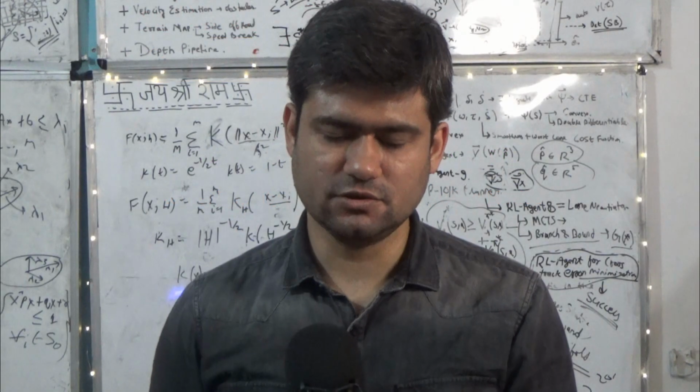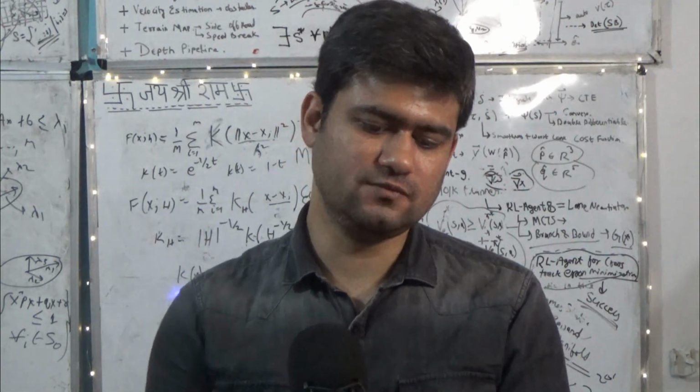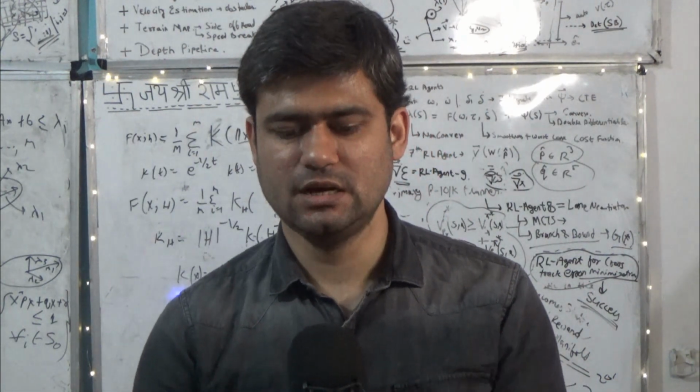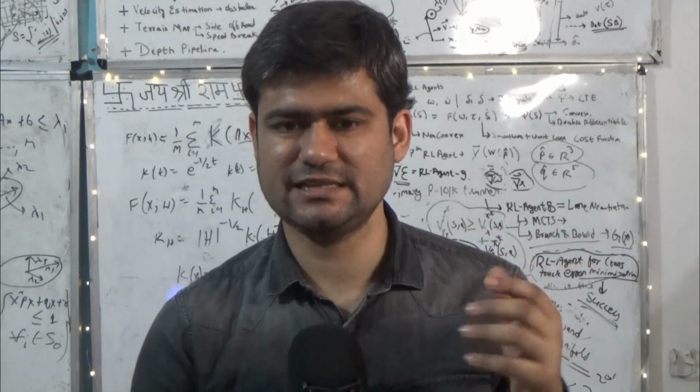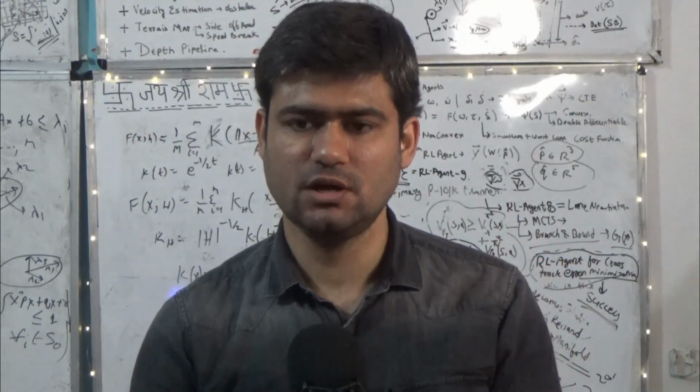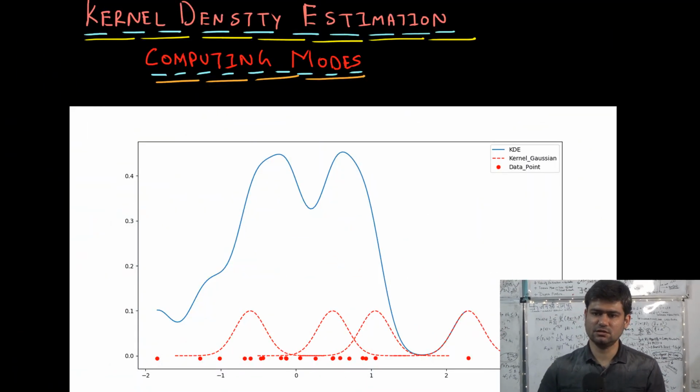So to understand how we can compute the modes of the kernel density estimator function, we'd like to summarize the idea behind doing so. In the previous lectures, we learned that we have the dataset D of m data points x_i, where each of the data points x_i is an n-dimensional real vector.